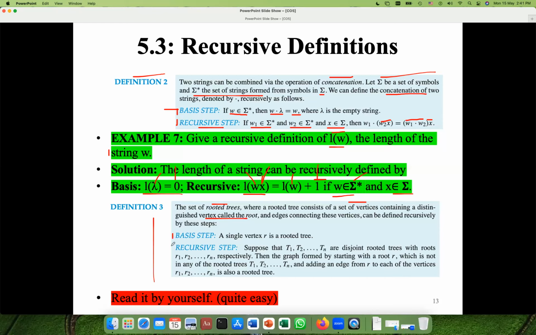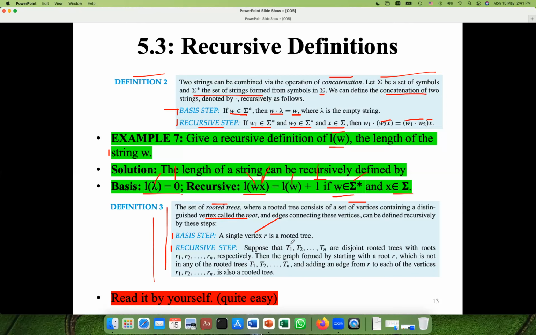For the basis step, the starting point is the root. We are not talking about sets now, the definition is different. We are talking about trees. So the basis step would be a tree with one node. That would be the root. So that is the starting point.